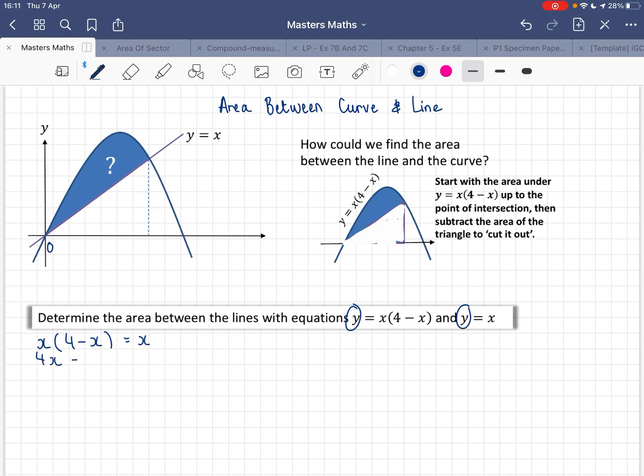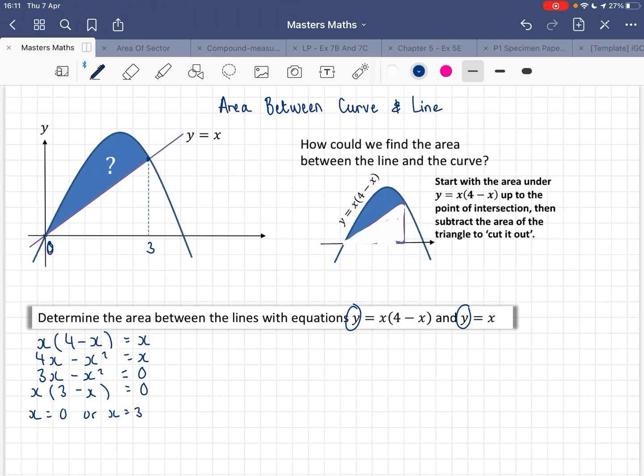If we expand the bracket and put everything on one side, we get 3x minus x squared, by subtracting the x. It's now equal to 0. Factorize that again to make it easier to solve. So x would either be 0 or x is 3. So basically where the two lines are intersecting are here at 0 and where x is equal to 3, which would be this point here.